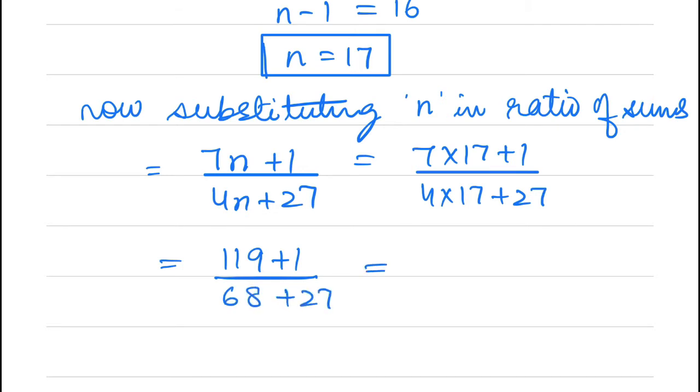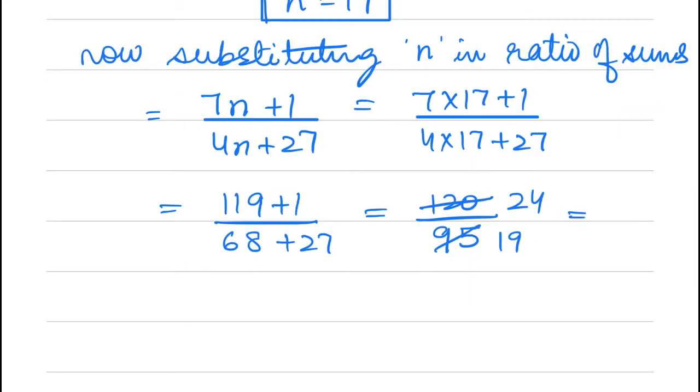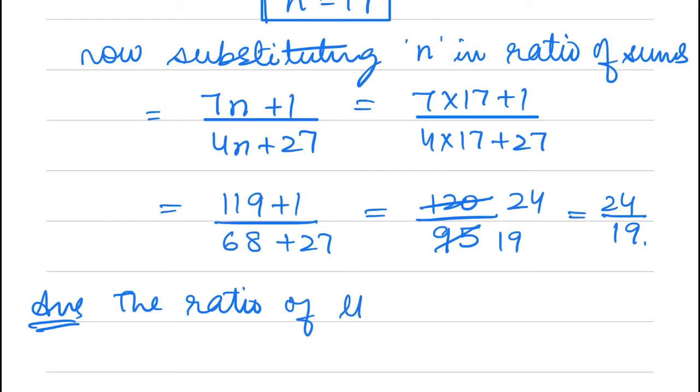So this is equal to 120 divided by 95. 5 times 19 is 95 and 5 times 24 is 120, so this is equal to 24 by 19. So the answer, the ratio of the ninth terms is 24:19.